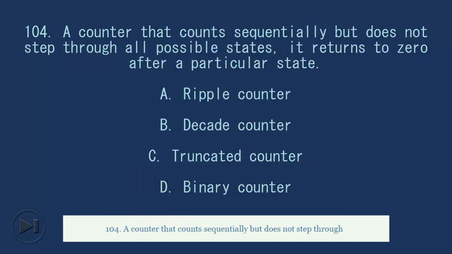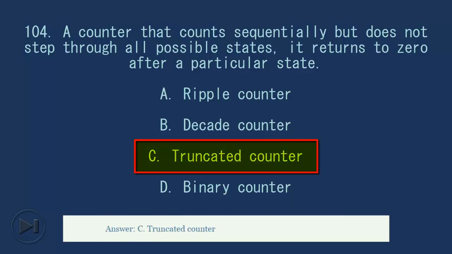104. A counter that counts sequentially but does not step through all possible states, it returns to 0 after a particular state. A. Ripple counter. B. Decade counter. C. Truncated counter. D. Binary counter. Answer, C. Truncated counter.